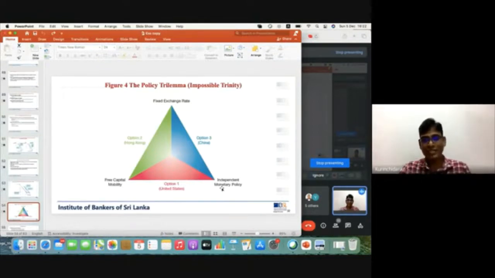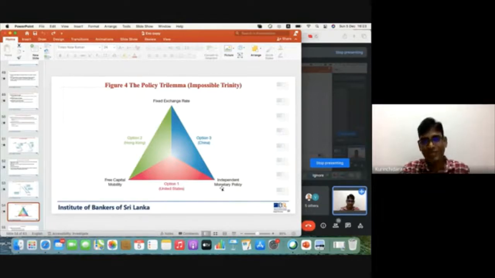Right? So just think, for exam purposes you don't need to go into those details. But in general, what you have to understand is, when you study exchange rate analysis with the conduct of monetary policy, a country cannot have all three together. They can maintain only 2 out of these 3. That's what is called the impossible trinity.